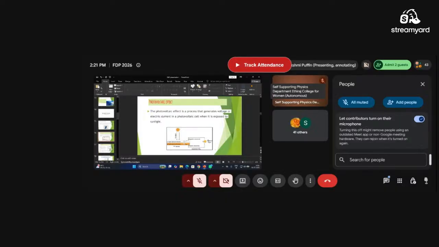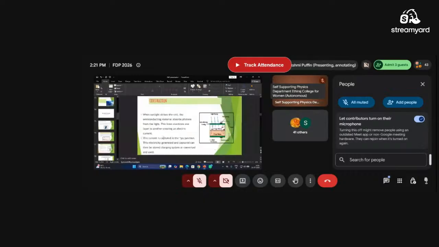If you want more efficiency, you have to increase the center part, the intrinsic region, by adding N plus or P plus, different doping regions we can add. By increasing the intrinsic region, we can produce more charge carriers, and we can produce more efficiency.